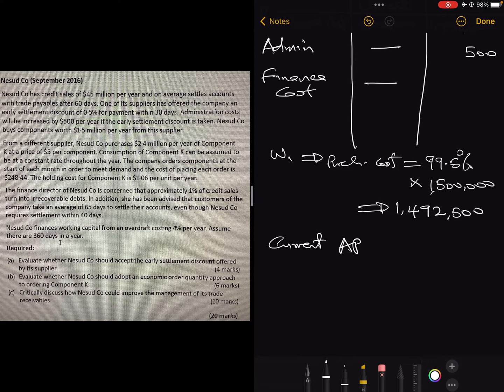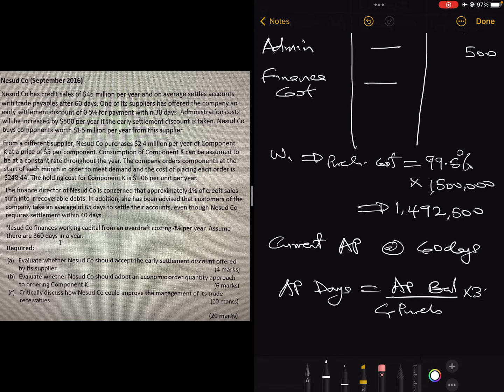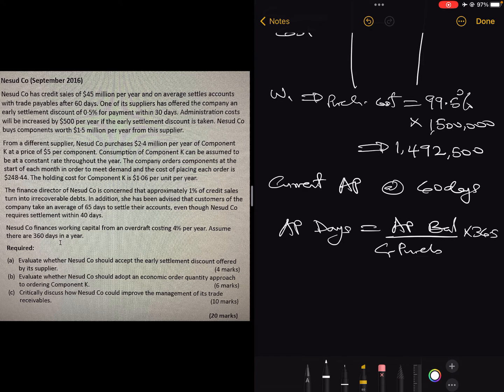So current account payable at 60 payment days. Remember this formula: account payable days equals account payable balance divided by credit purchases, times 365. So if we use that approach, we'll have to calculate the account payable balance. So account payable balance will equal account payable days of 60 multiplied by credit purchase of 1.5 million, divided by 365.